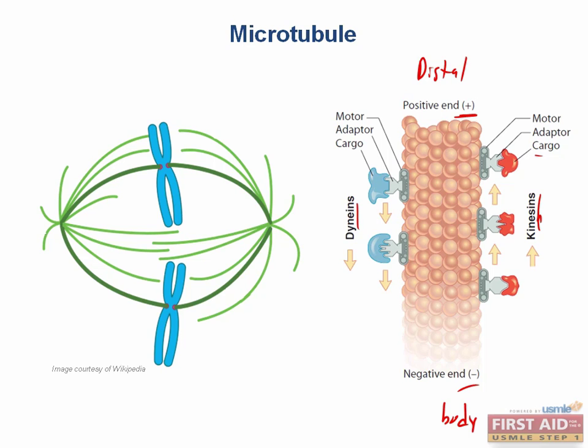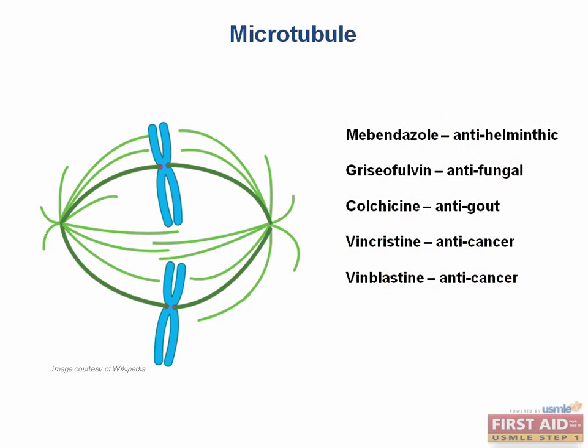The last function of microtubules I want to cover is their role in cilia and flagella, but I'll save that for the next slide. First, let's go over some things that interfere with microtubules. Some drugs that are used to treat cancer, gout, and parasitic infections are able to arrest cellular transport by inhibiting microtubules. Remember, you need microtubules for cell division, so inhibiting microtubules can treat anything that divides a lot, like cancer or microorganisms. Some examples are mebendazole, which treats helminths, griseofulvin, which is antifungal, colchicine, which is used to treat gout, and vincristine and vinblastine, which are used for anti-cancer.